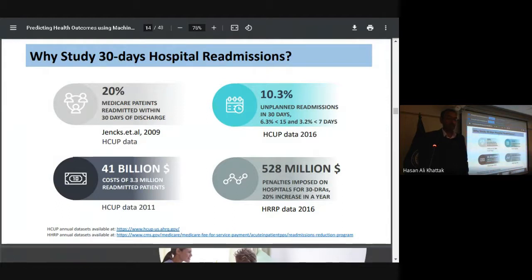And this is not something that the federal government and the hospitals are not aware of. There are programs like HRRP, the Hospital Readmission Reduction Program, and the hospitals that discharge patients early are fined from time to time by the government and federal and non-federal organizations. So the penalties imposed on hospitals for 30 day readmissions have increased by 20% in recent years.